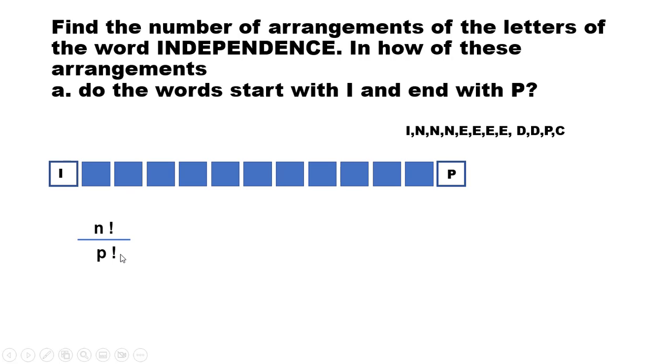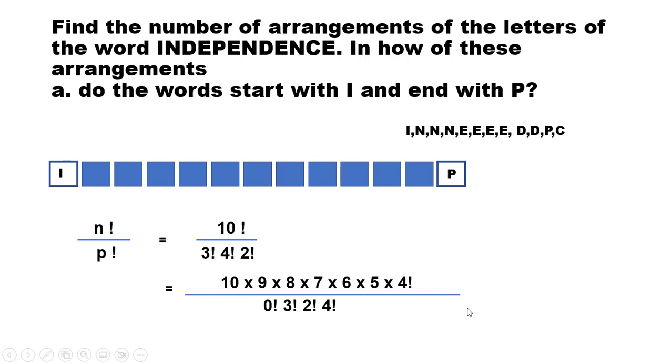So n factorial divided by p factorial is equal to 10 factorial divided by 3 factorial, 4 factorial, and 2 factorial. And that will translate into this, cancelling off and then giving 12,600.